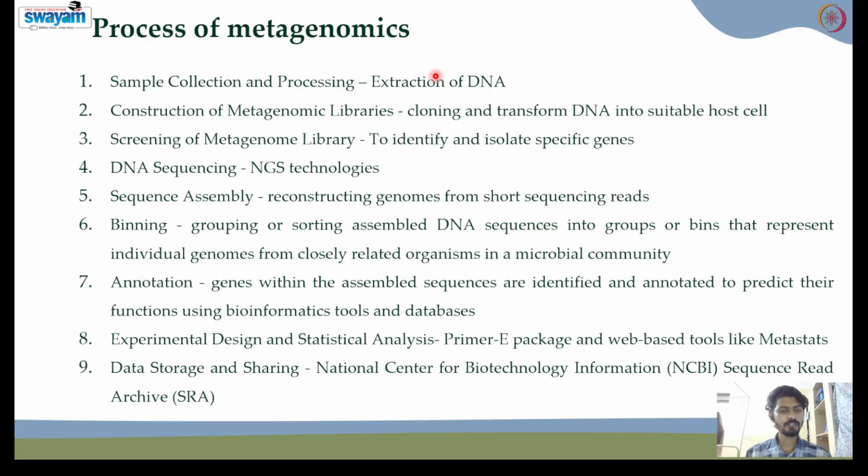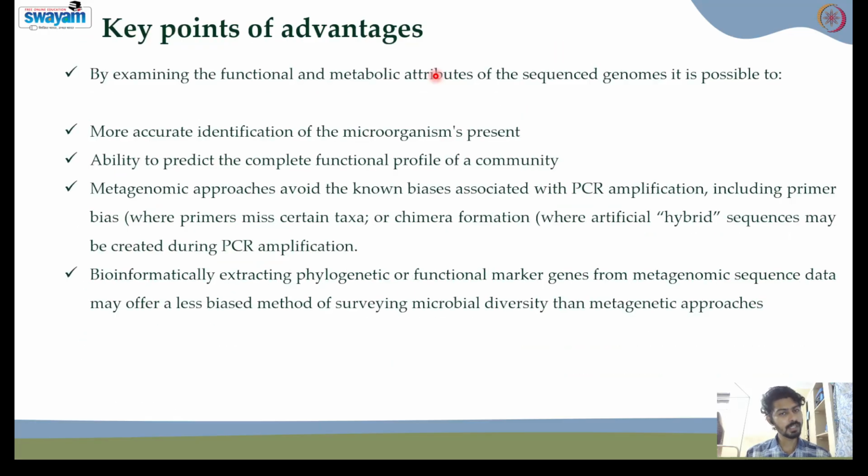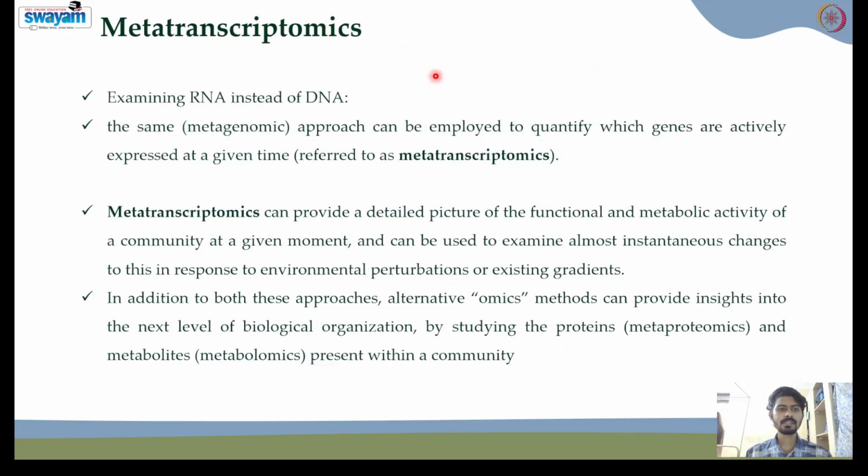what is the procedure for metagenomics, and what are the major outcomes and key points. And we have seen the meta-transcriptomics, metaproteomics, and metabolomics. And also we have seen the limitation of 16S rRNA amplicon sequencing also.